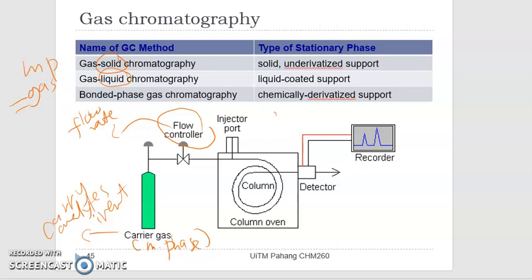And then we are going to have injector port here. So what is the function of injector port? Of course, to inject our sample. So here our sample will be injected. So what happens if the sample injected is too much? There will be overloading. Bila overloading, dia akan jadi fronting. Yang kita tengok tadi lah, general elution.